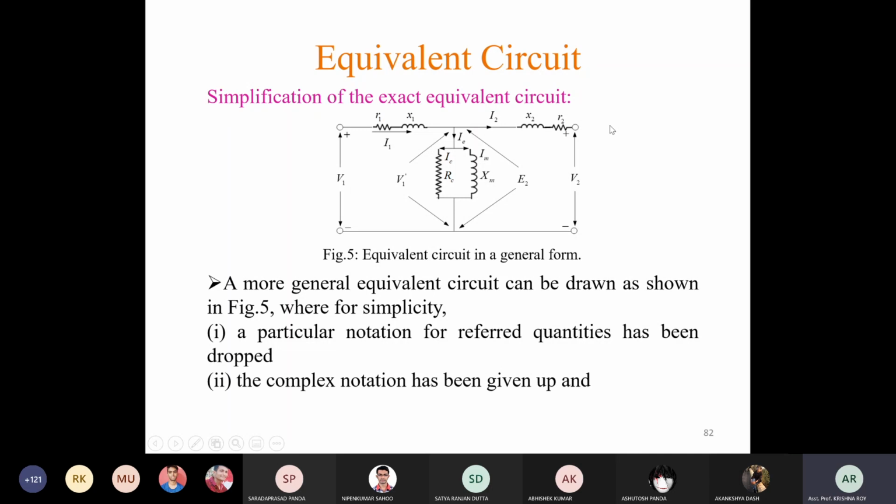Then we have dropped the complex notation. So jX1, jX2 and jXM, those notations are dropped also, and the phasor notations are also dropped. Only the magnitudes are shown, and the ideal transformer is not shown. So this is the more simplified and generalized equivalent circuit. While drawing this equivalent circuit, we have to mention on which side it is transferred, because by observing this circuit you cannot say on which side it is transferred.